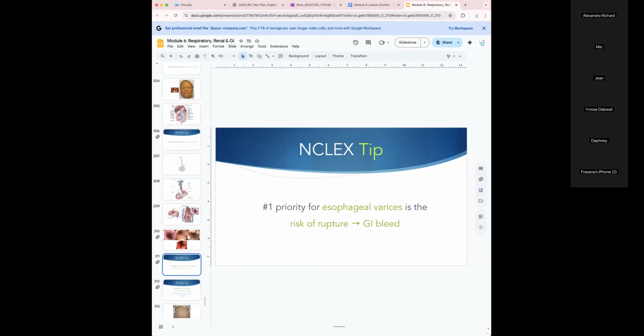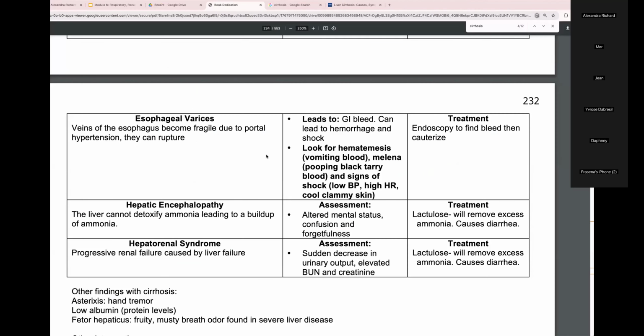All right, back to the study guide. So esophageal varices lead to GI bleed, which can lead to hemorrhage and shock and death. So look for hematemesis, where they're vomiting blood. Look for melena. Can you tell me, why would somebody with esophageal varices, why would you expect to see black poop instead of bright red poop?